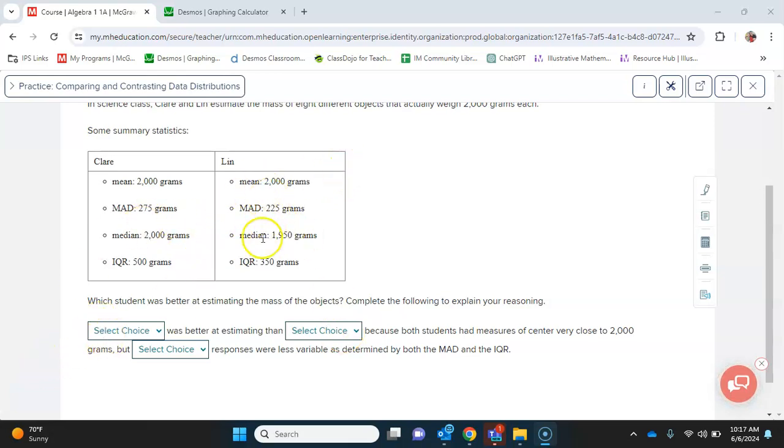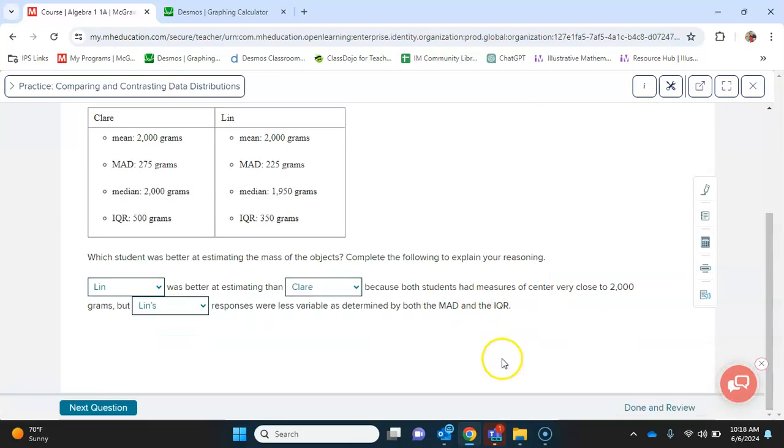So, I say Lynn did better at estimating because all of her things are less variable, because 225 to 275 and 350 to 500. Lynn was better at estimating than Claire because both students had measures of center very close to 2,000 grams, but Lynn's responses were less variable as determined by both MAD and the IQR.